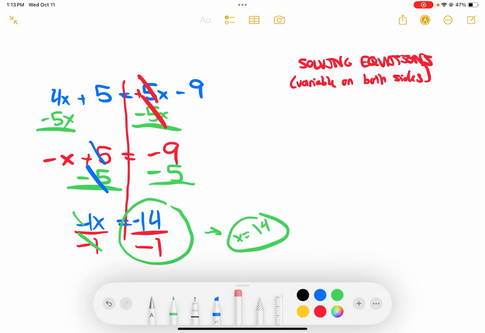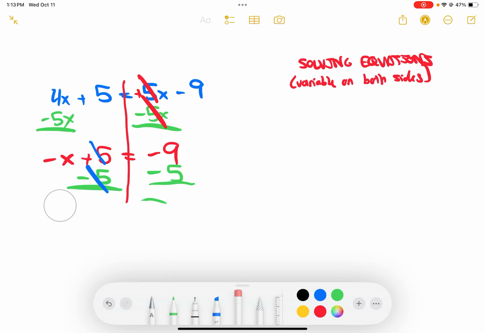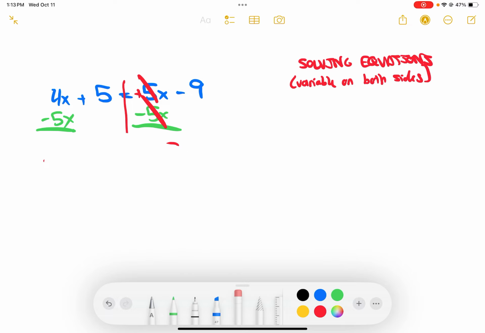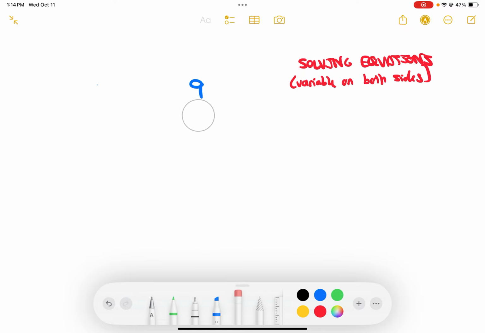So going all the way back here, both variables can be canceled, but try to pick the one that will leave you with a positive coefficient at the end of the day, because then you're less susceptible to mistakes. And let's be honest, we all like positive numbers more than we do negative numbers.